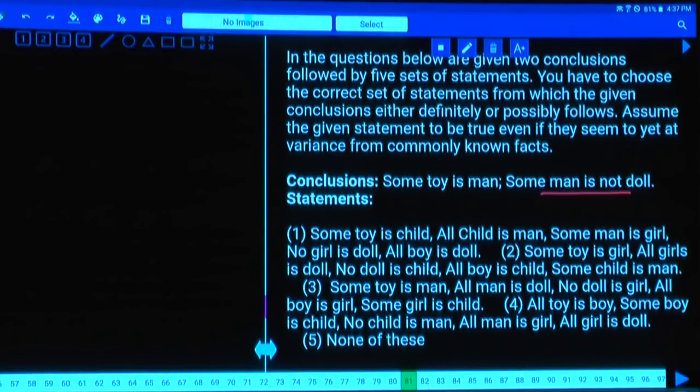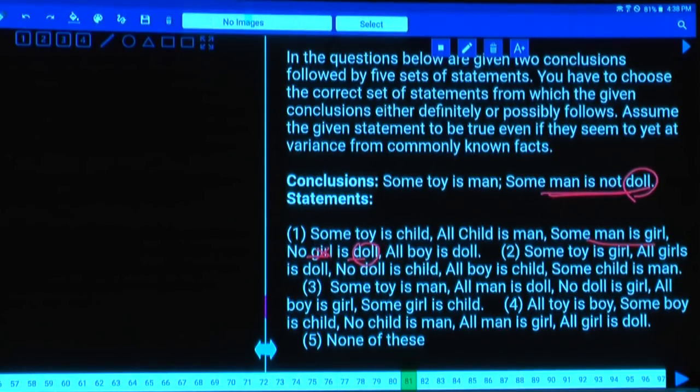Now, where is the negative statement here? No girl is doll. Hence, this can be done. As no girl is doll, doll stays as it is, because doll should be present. Then girl should go and man should come. The relation between man and doll should be there. Is there any statement with man and girl? Girl should go, man should remain. Then only we will have the relation between man and doll.